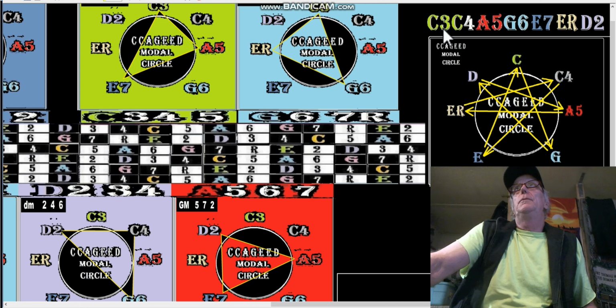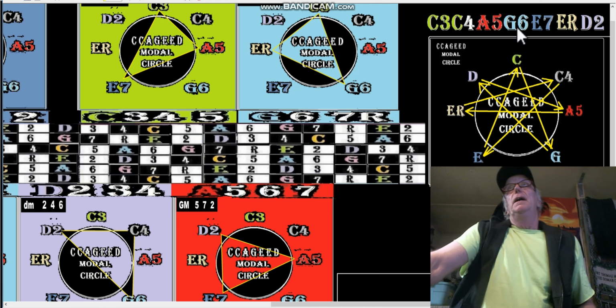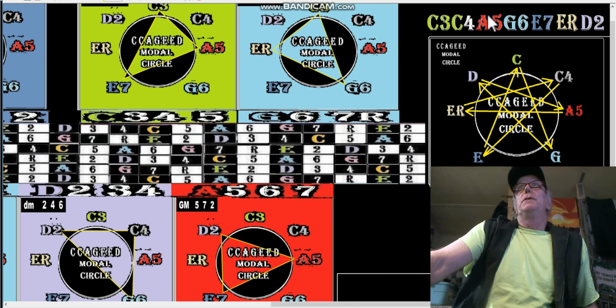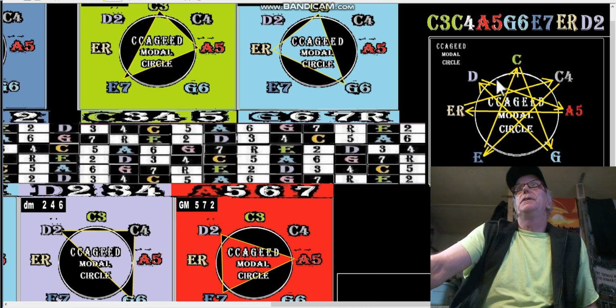But these are cage advances, so we go C, skip 4, skip 5 to G. G is on top of C, skip E to D, D is on top of G, etc. So here's G. We're skipping these 2 and we're going straight to D. That's all that is. And D goes straight to A.